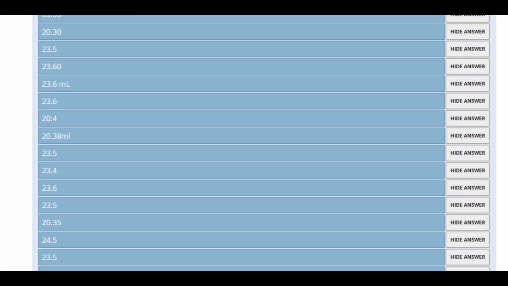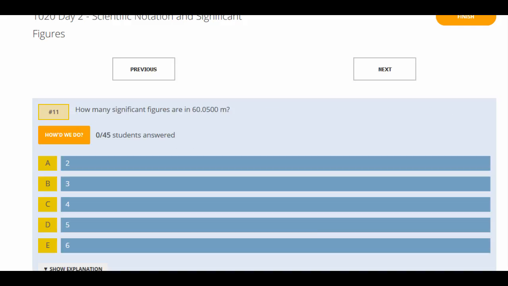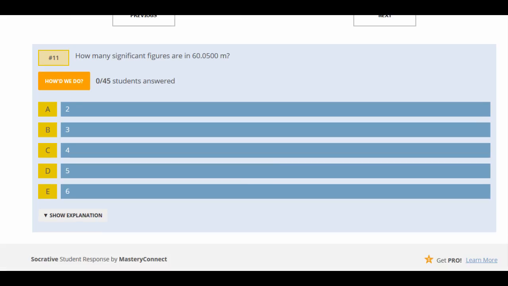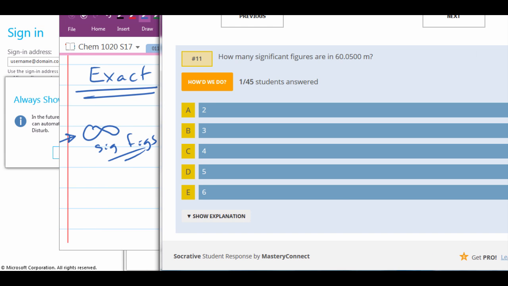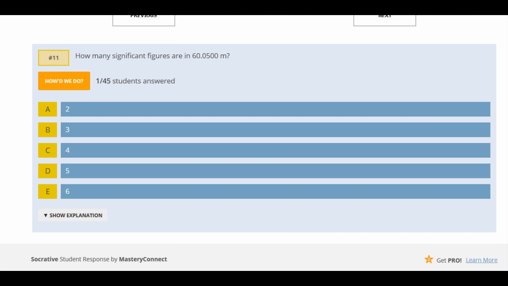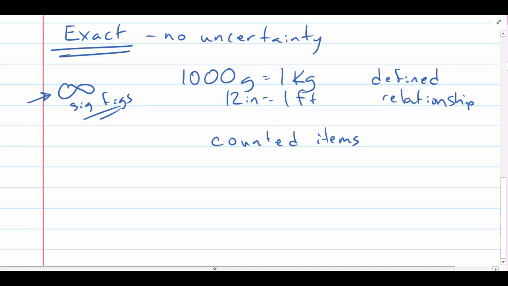That would be it. So with that in mind, we have some questions here to wrap things up today. And that is, how many significant figures in these measurements? These are the last 3 or 4 on the Socrative app. So first number is on the Socrative app here. It's how many significant figures are in 60.0500 grams. And I'm going to write these all down.